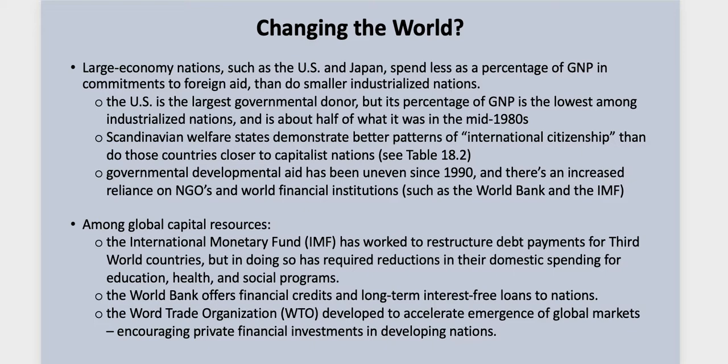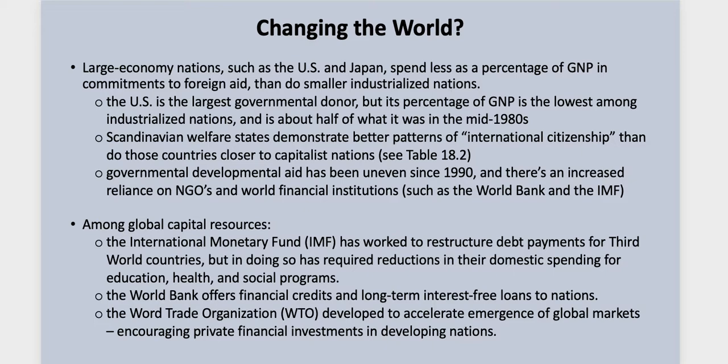So while we have the lowest percentage of GNP being devoted to foreign aid, for instance, again, the Scandinavian welfare states demonstrate better patterns of international citizenship than those countries that are closer to capitalist nations do. And there's a table 18.2 in the text which shows this data.